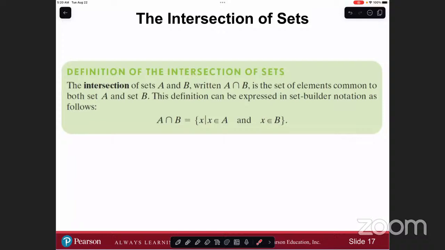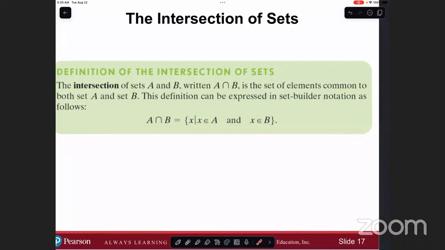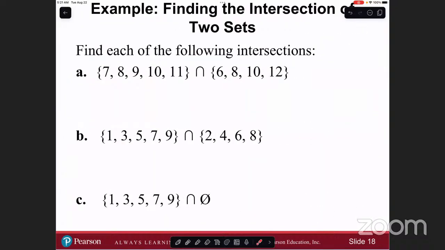So again, essentially, intersection is going to be those elements that are common to both sets. Right. So find each of the following intersections. In part A, we have these two sets. So what do they have in common? I am going to highlight the common areas, right? So what do they have in common? Let's see. It looks like they both have 8.